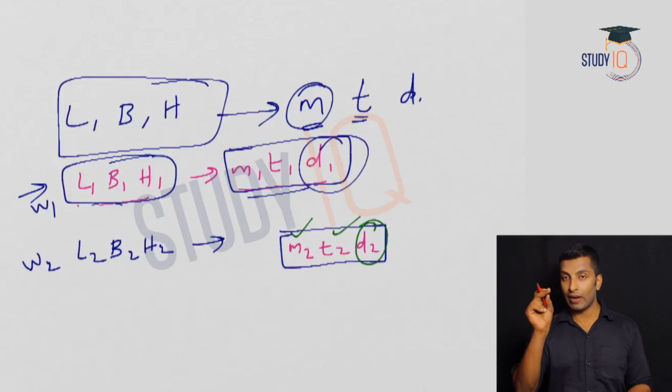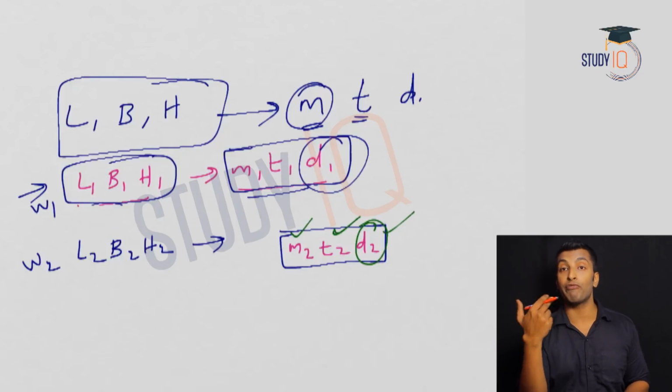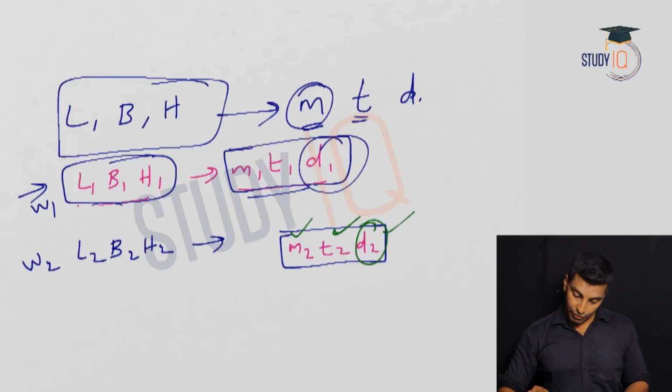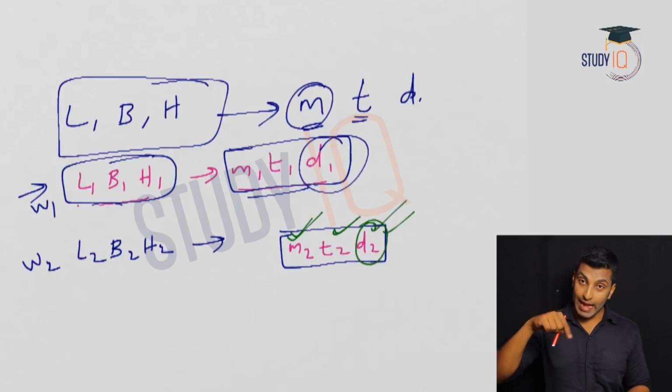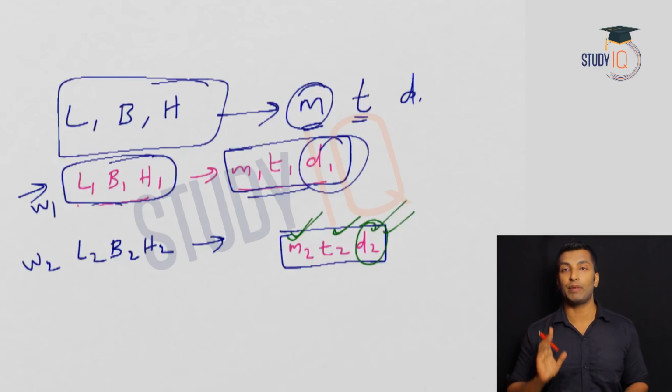Number of people will be given, time each person is working will be given, and how many days it will take. Or number of days will be given, time each person works, and number of men involved. Or number of men will be given, number of days it took, and how many hours each person worked per day. That can be the question. I hope you understood this clearly.